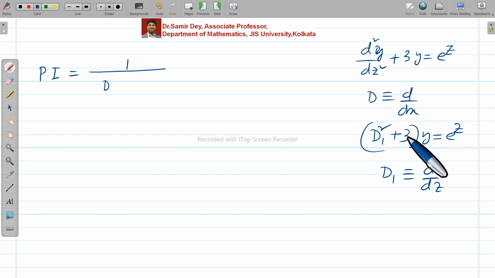d1 square plus 3. So d1 stands for d/dz. So here the derivative is there, so that's why I'm writing d square. So it will be 1 by d square plus 3 e to the power z.